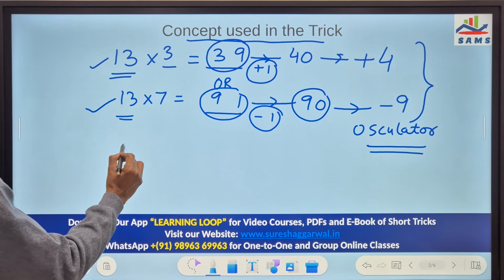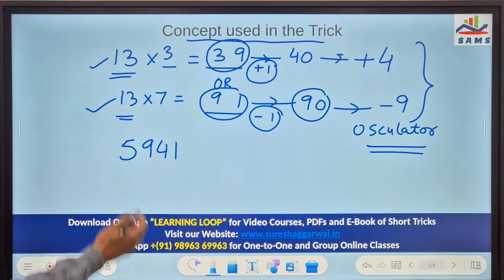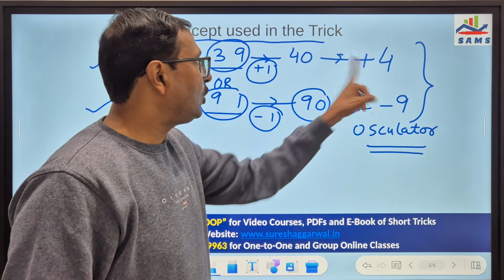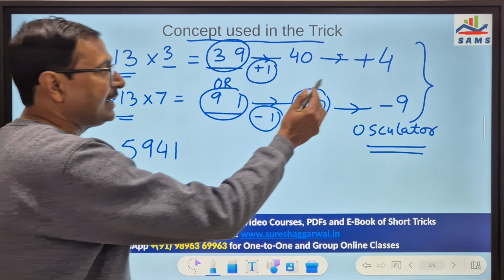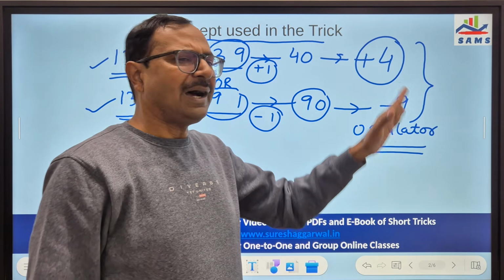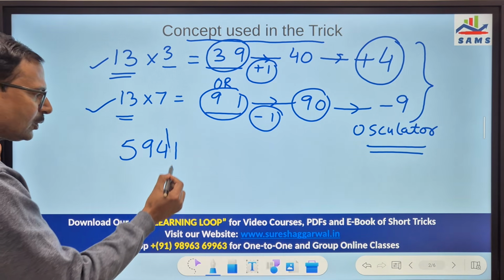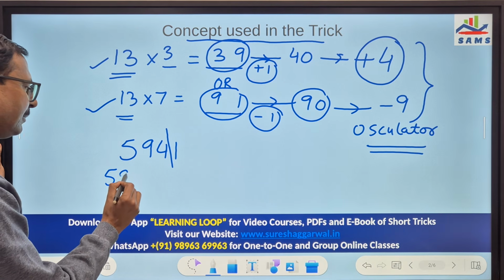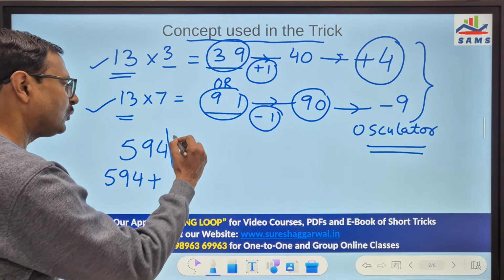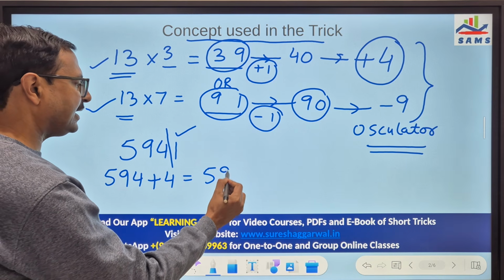Suppose I take the example 5941 and I need to check whether 5941 is divisible by 13 or not. So what do I do? I know that the oscillator for the divisor 13, the smaller oscillator, I'll take plus 4. I can take minus 9 also, but I'll use plus 4. Easier, right? So what will I do? I will separate out the last digit, write the remaining number 594, and because the oscillator is plus 4, I will do plus 4 times the unit digit, 4. So this gives me 598.